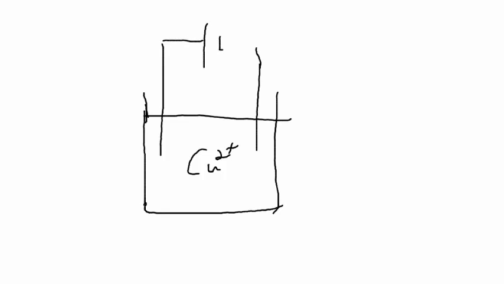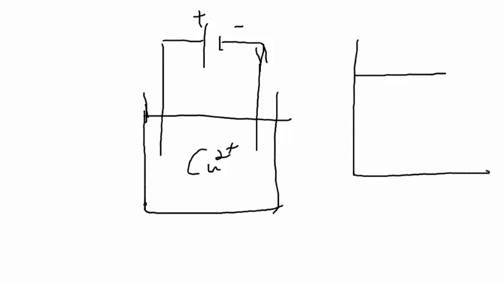So we can think of a cell here with a positive and negative electrode, and we're going to control the current, and by knowing when all the copper is used up we can find out the charge, because we know the current and we know the time. And as a controlled current it's going to be a simple kind of profile.